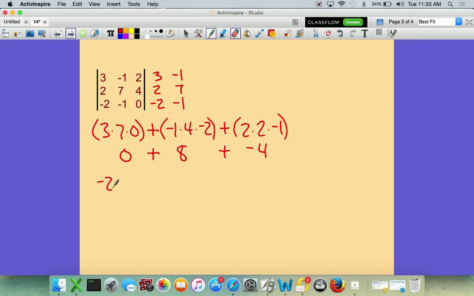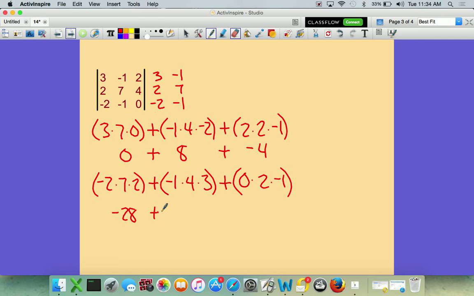Then going up, we have -2 times 7 times 2 plus -1 times 4 times 3 plus 0 times 2 times -1. So -28 plus -12 plus 0. All right, so for our ones going down, we have a 4 minus the ones going up, we have a -40. Minus and a minus make a plus. Our answer is 44.